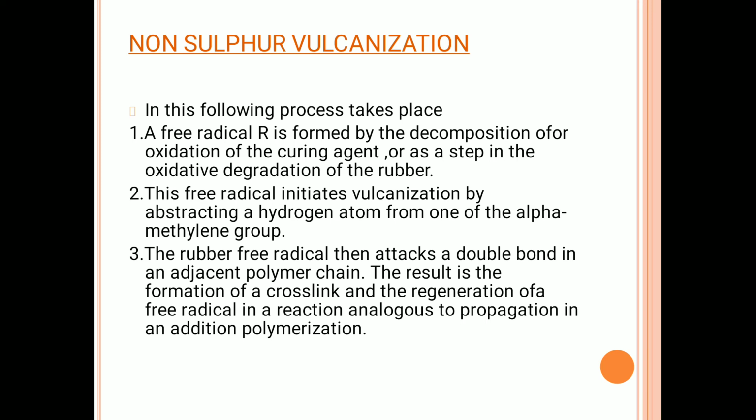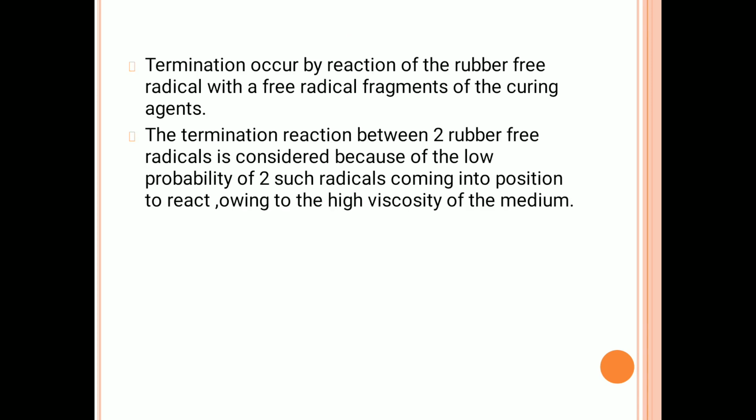The rubber free radical then attacks a double bond in an adjacent polymer chain. The result is the formation of a crosslink and the regeneration of a free radical, in a reaction analogous to propagation in an addition polymerization. Next, termination occurs by reaction of a rubber free radical with a free radical fragment of the curing agents. The termination reaction between two rubber free radicals is considered unlikely because of the low probability of two such radicals coming into position to react, owing to the high viscosity of the medium.